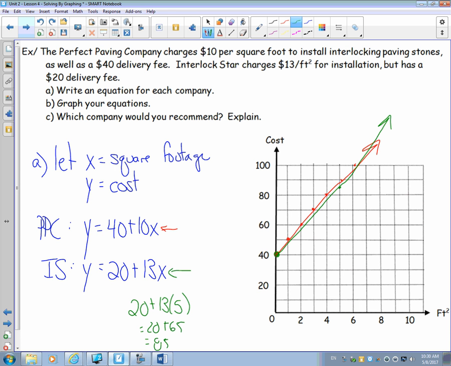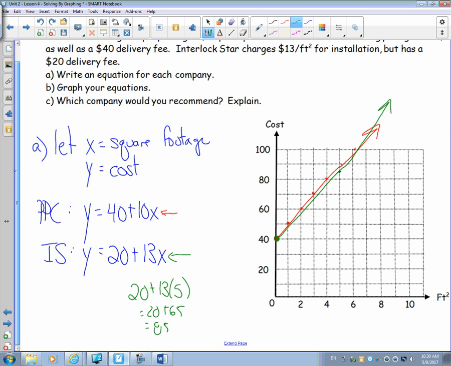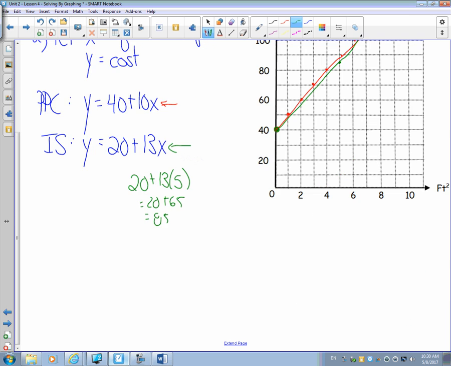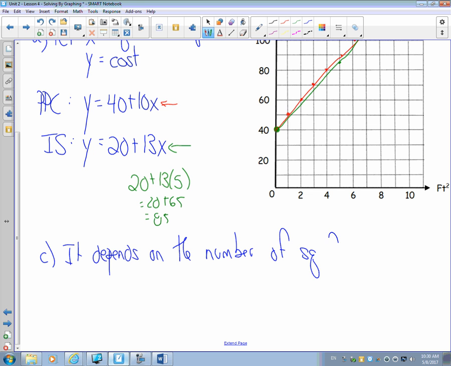So, here's our graph. Let's do part C. Which company would you recommend? Well, we want to recommend whichever one's cheaper, right? So we usually answer these questions in the style, it depends. It depends on the number of square feet of paving.